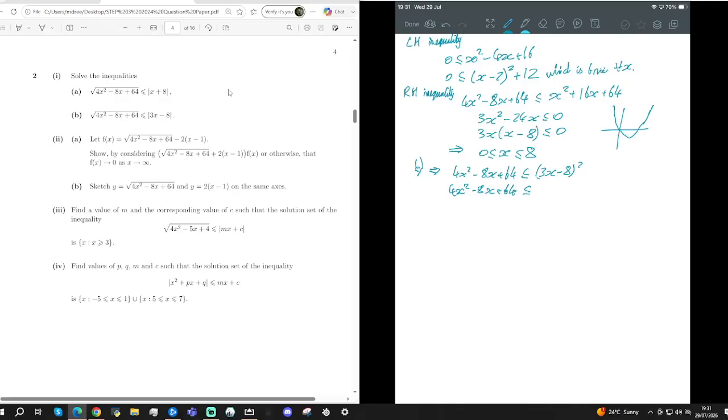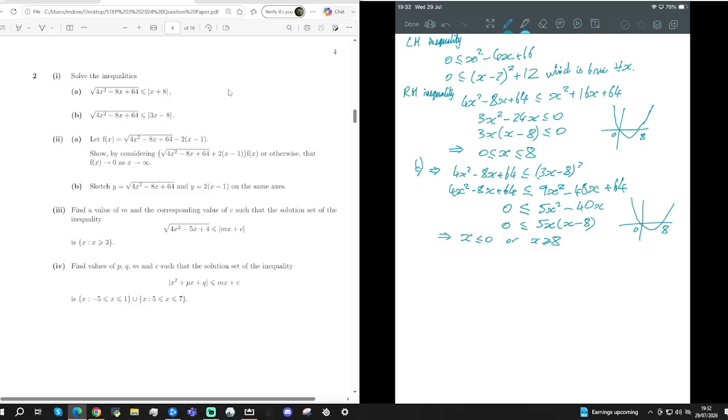Expanding out the double bracket to again a 9x squared minus 48x plus 64. So this time I want to move stuff to the other side. So this will be 5x squared minus 40x. So that's 5x times (x minus 8), which are the same solutions actually that we had in the previous part. We have our solutions of 0 and 8, but this time we want the quadratic to be greater than or equal to 0, so that's going to give me that x is less than or equal to 0, or x is greater than or equal to 8 as my solution set.